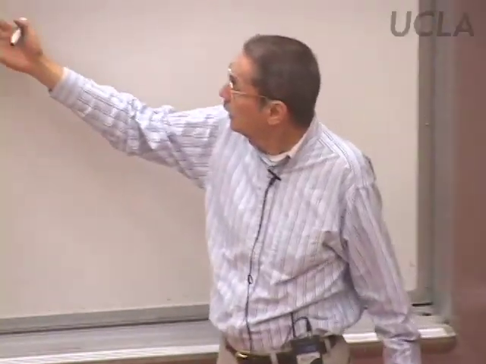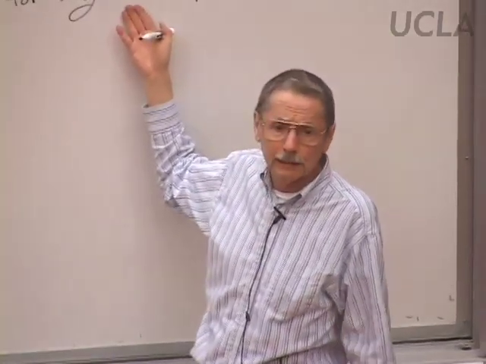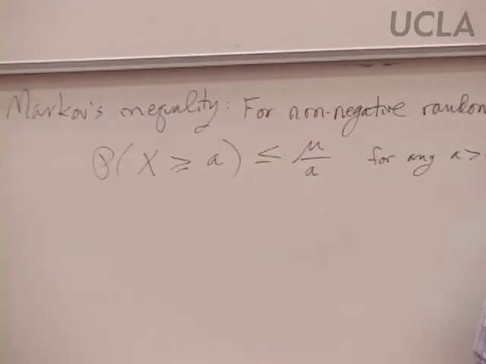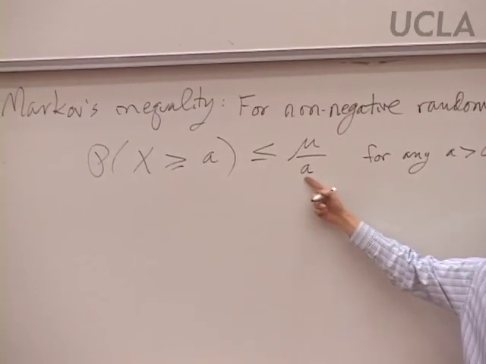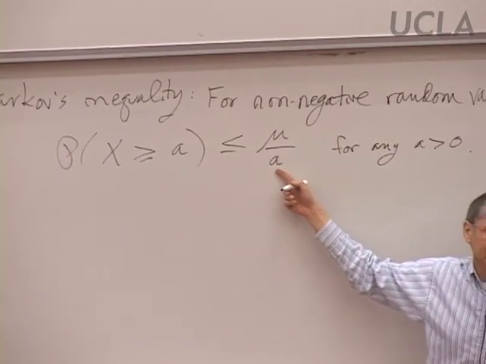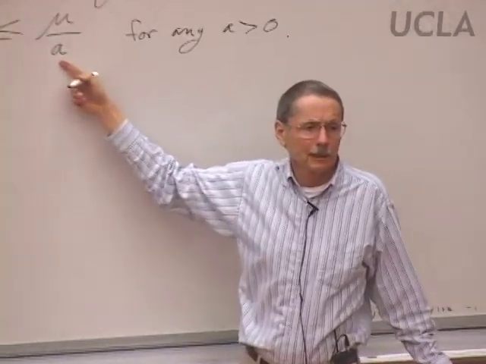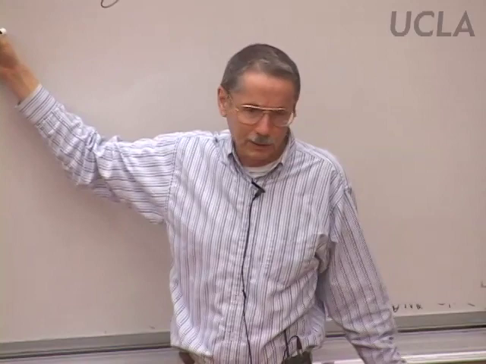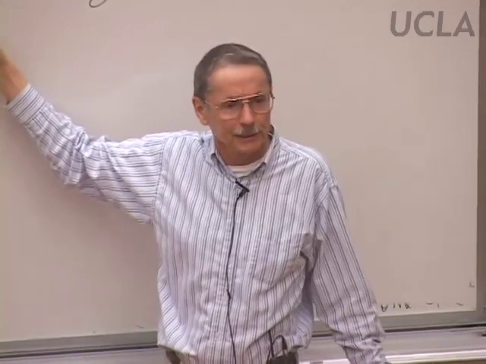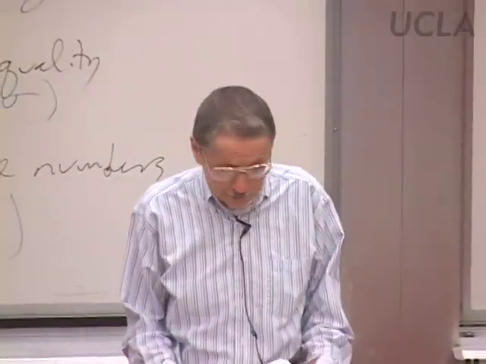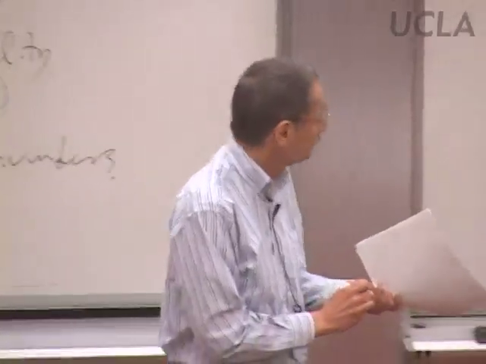Well, this would hold for any positive number a. It's only useful if a is more than mu. After all, if a is, say, half of mu, then we're being told this probability is less than or equal to 2. Well, that's not a useful piece of information, because we know that probabilities are bounded by 1. But if a is more than mu, this is telling us something that might be useful.